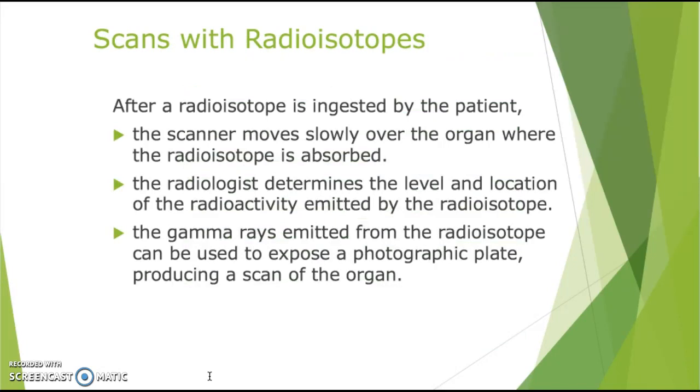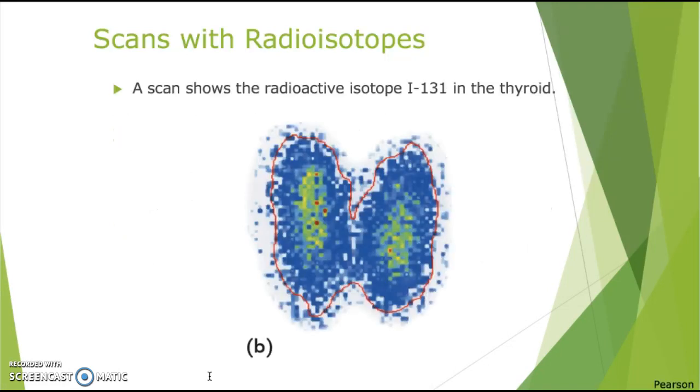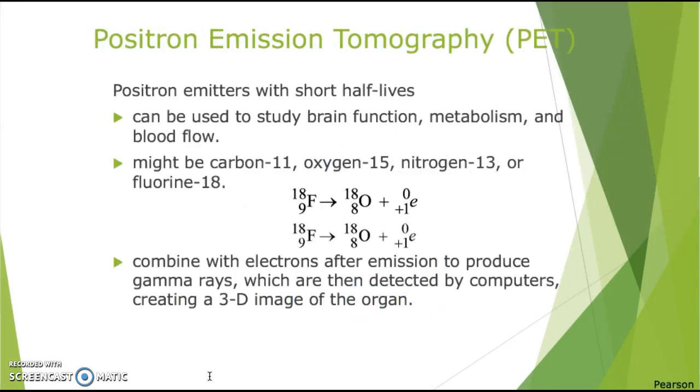Scans with radioisotopes. After a radioisotope is ingested by the patient, the scanner will move slowly over the organ where the radioisotope is absorbed to detect an image. The radiologist determines the level and the location of the radioactivity emitted, and that helps in the medical diagnosis. Now, gamma rays emitted from radioisotopes can be used to expose a photographic plate, which can produce a scan of the entire organ. Here's a scan of a thyroid gland using I-131.